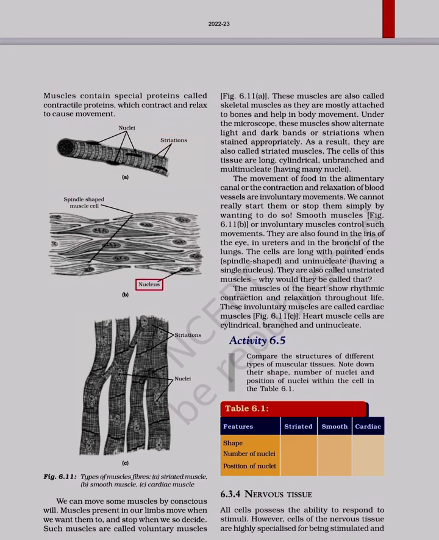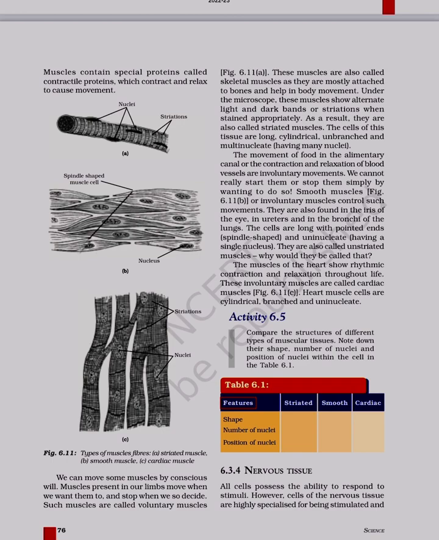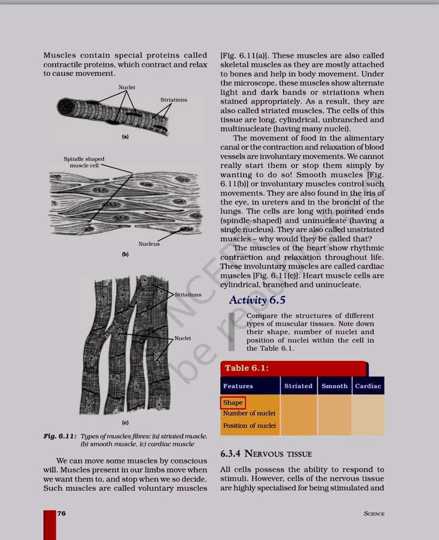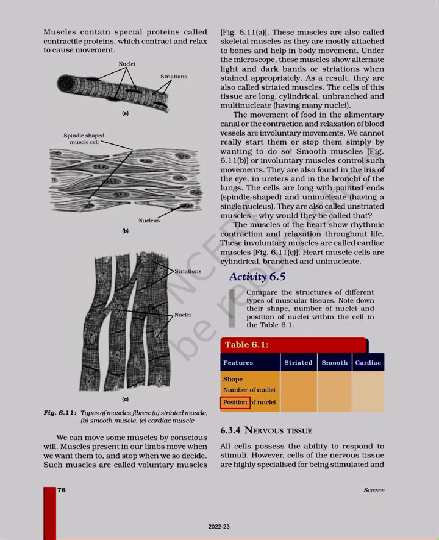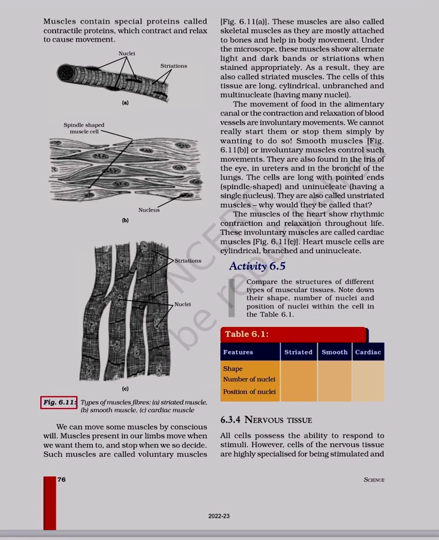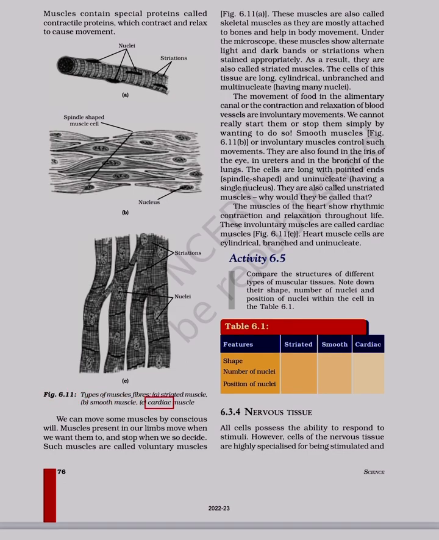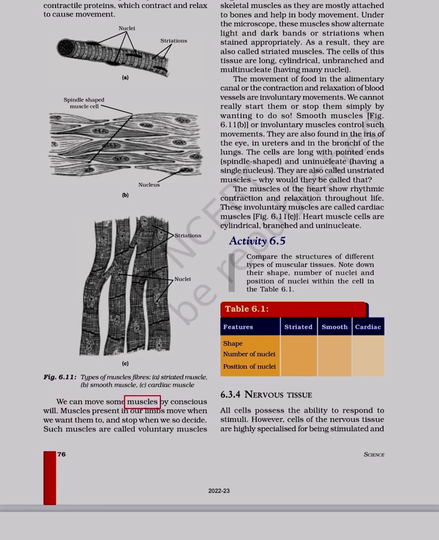Striations, nucleus. Features: striated, smooth, cardiac. Shape, number of nuclei, position of nuclei. Figure 6.11, types of muscle fibers. A, striated muscle. B, smooth muscle. C, cardiac muscle.